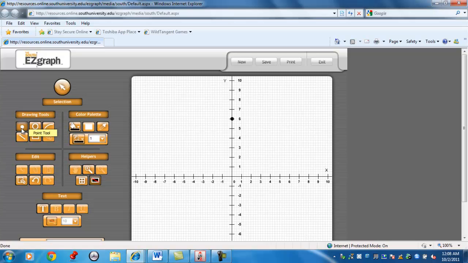Click the point tool again. Click this point right here. Again, just making a line, and we'll go through the example of how to find the equation of the line. So here, I'm going to click on 3. In order to find the equation of the line, you need at least 2 points. Once you have the 2 points, then you can click on the line tool.